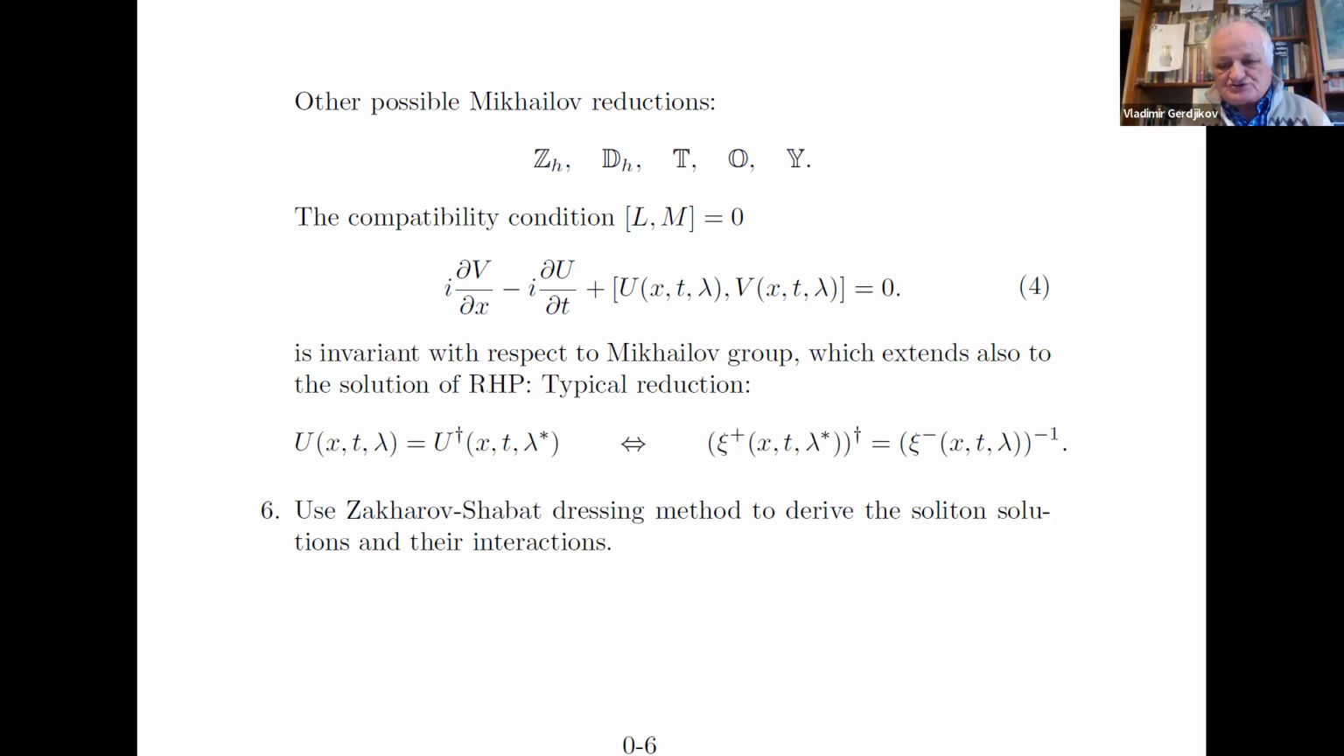Otherwise, in the future, we will have only the U and V related to any simple Lie algebra, and the symmetries and everything will be applied on them. And the final step is that, after having the Riemann-Hilbert problem, we may use the Zakharov-Shabat dressing method, so we can derive the soliton solutions. And then we can analyze also their interactions. But in this talk, I will not have the time to speak about the interactions.